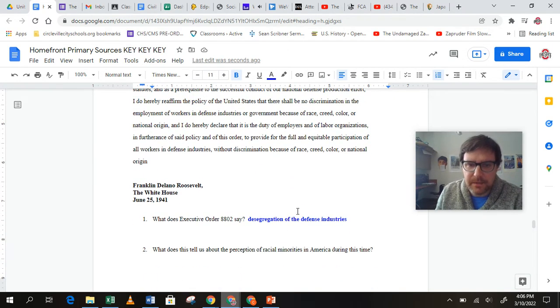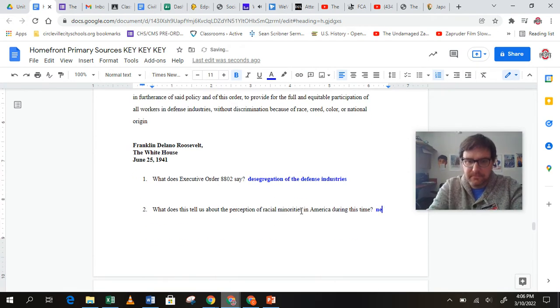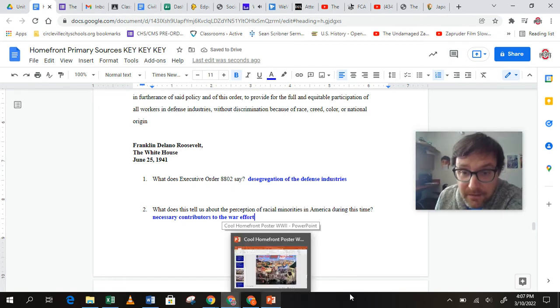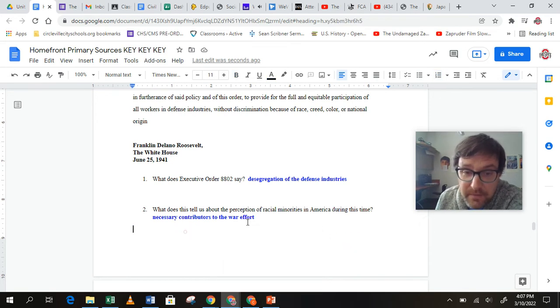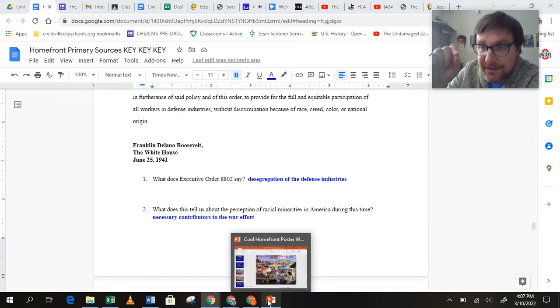So what does this tell us about the perception of racial minorities during wartime? Well, they're necessary contributors to the war effort. They're needed. We can't do without them, because if we could do without them, then FDR would have never signed this. But we have to have everybody, and that includes racial minorities, especially African Americans here. So I want you to make sure that all of your notes that you wrote down said that.